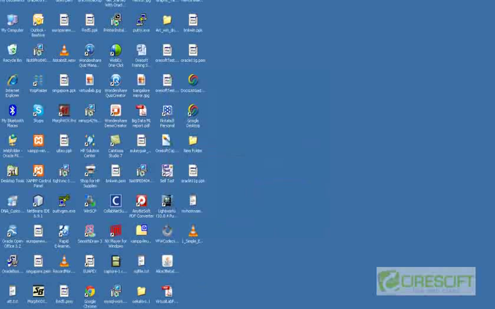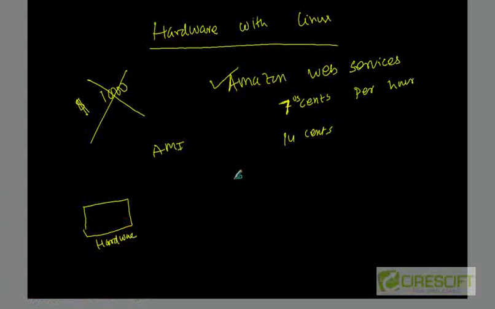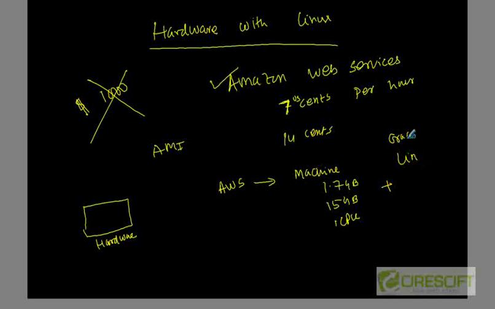So it takes some time because it's not yet ready. Okay, so let me just explain what I did. I went to AWS and got a machine with 1.7 gigabytes of memory, a 15 GB hard drive and one CPU, with Oracle Linux 5 installed. Instead of buying the hardware and installing the operating system myself, I just go to Amazon Web Services and get this machine, and I'm going to pay maybe 7 cents per hour for renting it.